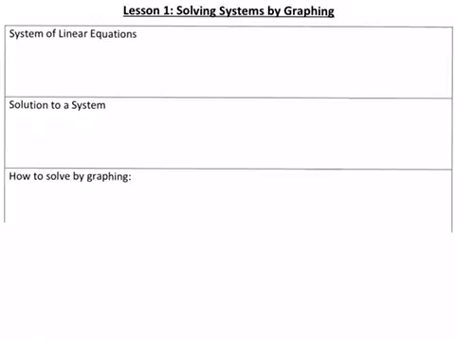A system is 2 or more of something. So a system of machinery is 2 or more different machines put together. So a system of linear equations is just that. It is 2 or more linear equations. You will see problems that have 2 or more, which in just this chapter we'll just have 2 linear equations that we're going to solve.